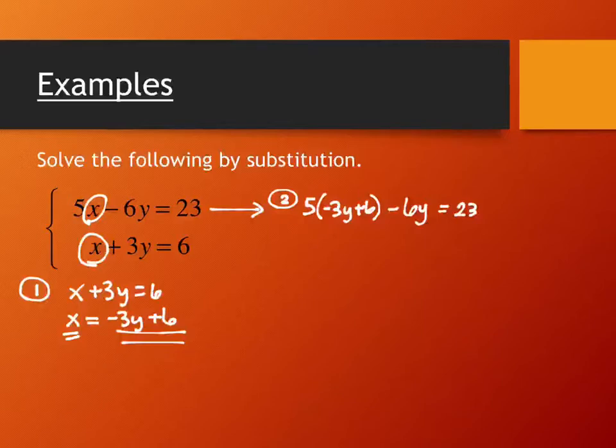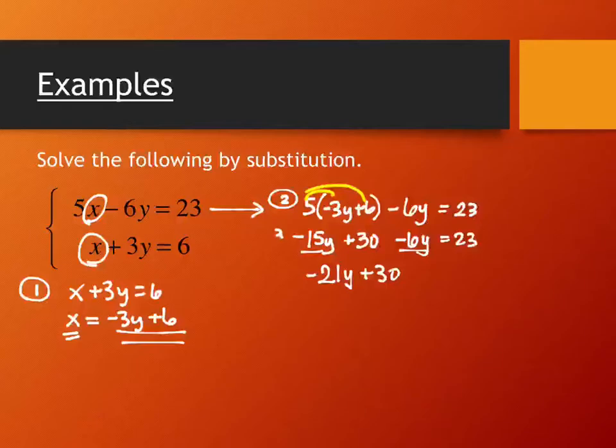Okay, so at this point then, we're going to solve this equation. At this juncture, we have an equation that has only one variable. So we should be able to collect all the like terms together, isolate the y, in this case, all by itself, and solve for it. So we'll distribute the 5 through. So I have negative 15y. Distributed again, I have plus 30 minus 6y equals 23. So negative 15y and negative 6y is negative 21y.